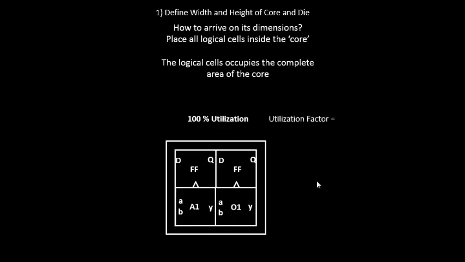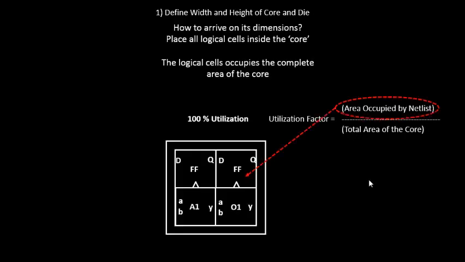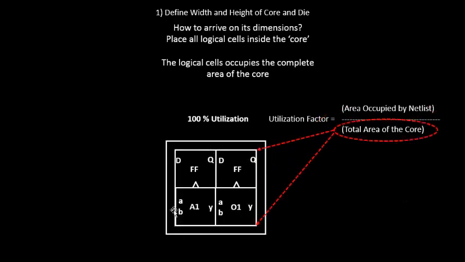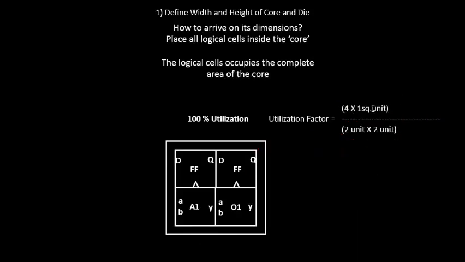With the help of the 100% utilization, we come up with a term which is utilization factor, and the definition for utilization factor is the area occupied by the netlist, which is 4 square unit, divided by total area of the core. So the area occupied by the netlist is this particular netlist, and the total area of the core is the area of this particular core. If we put in the dimensions, the area occupied by the netlist is 4 into 1 square unit, and the total area of the core is 2 into 2 square units, which is 4 square unit by 4 square unit, and the utilization factor comes to 1.